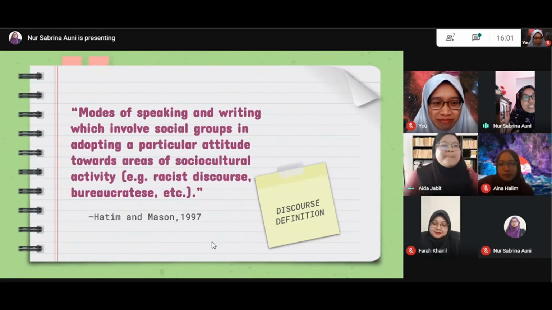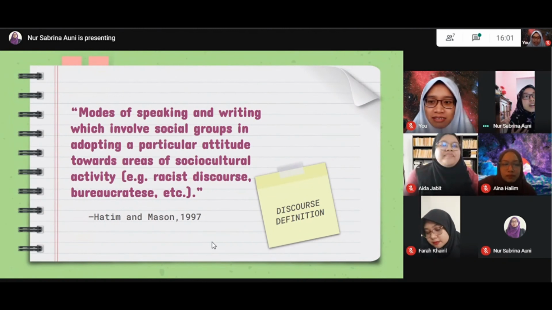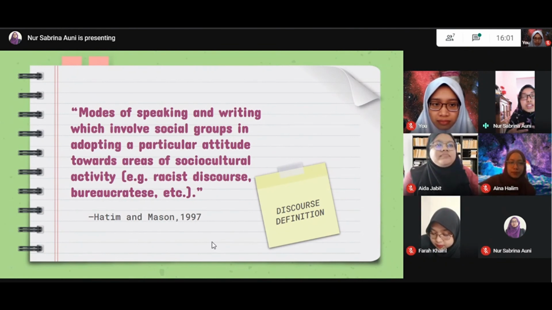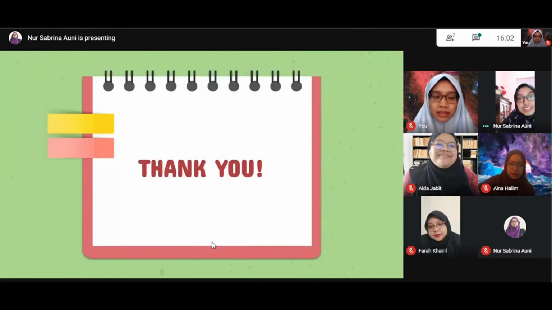They represent discourse in its wider sense, which means modes of speaking and writing which involve social groups in adopting a particular attitude towards areas of social and cultural activities, such as racist discourse, bureaucrats, and etc. So, for example, just now, the translator gave their own opinion about the character, which is passive. So he or she translated it with the focus on "my" rather than "I". So that is all from me. Thank you. I'll pass this to the moderator again.